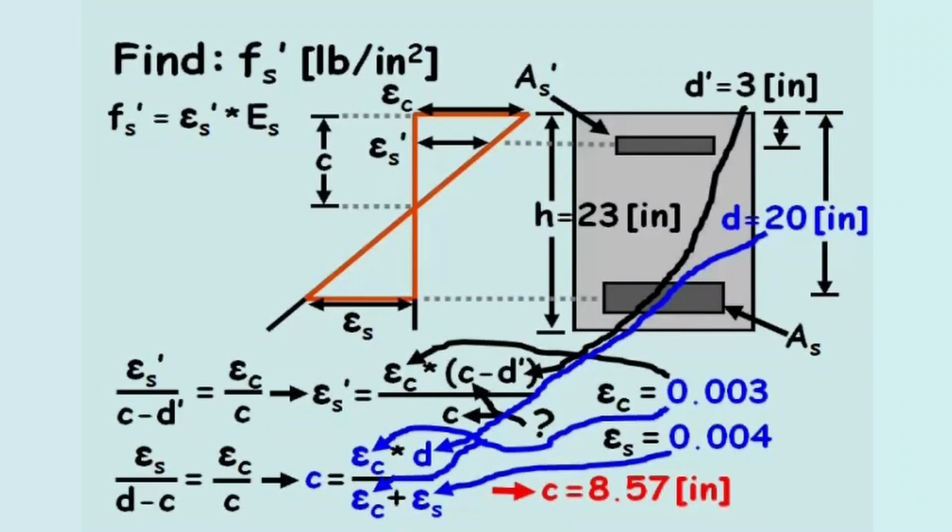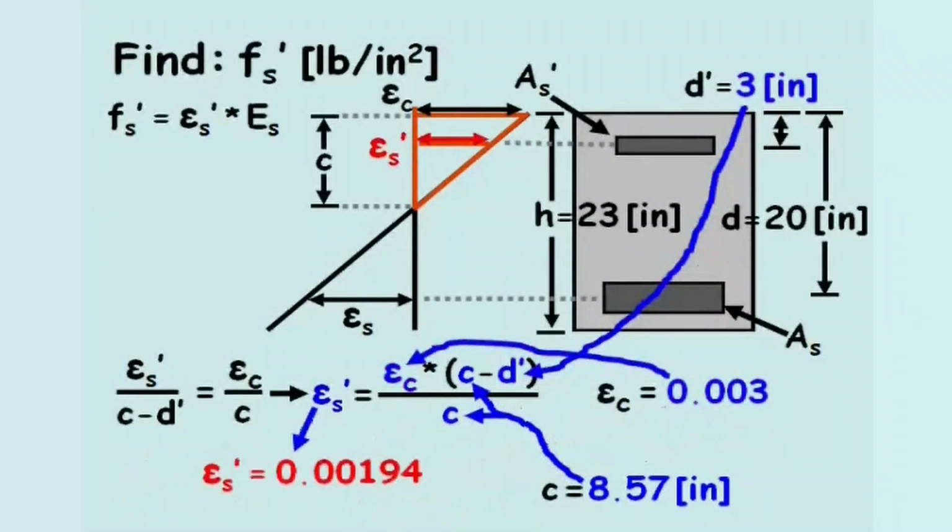Now we can solve for the strain in the compressive steel by plugging in 8.57 inches for C, as well as the values for the strain in the concrete, epsilon C, and the depth of the compression steel, D prime. The strain in the compression steel equals 0.00194.